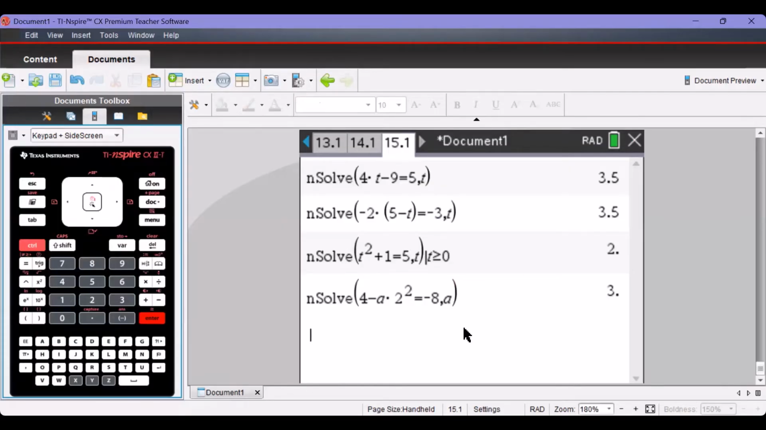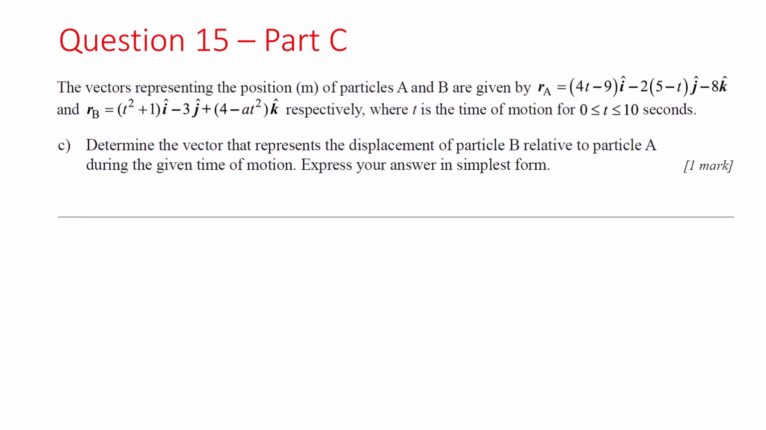In part C, we're asked to determine the vector that represents the displacement of particle B relative to particle A during the given time of motion. And we're asked to express our answer in simplest form. So what we do is we form the vector RB minus vector RA, and that's equal to t squared minus 4t plus 10 i plus 7 minus 2t j plus 12 minus 3t squared k.